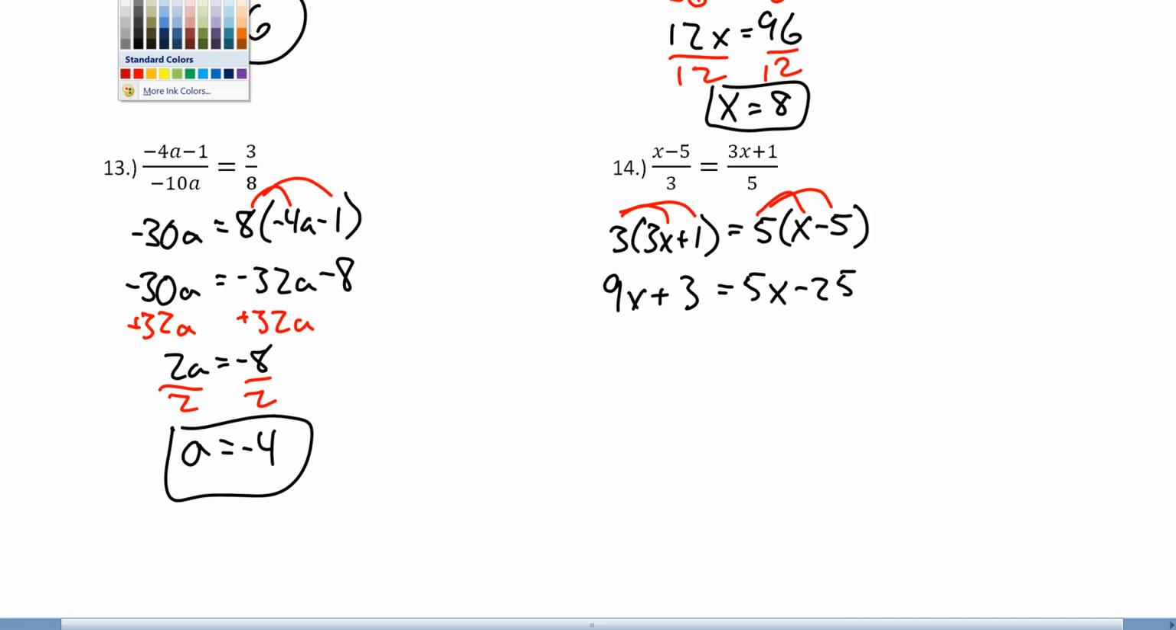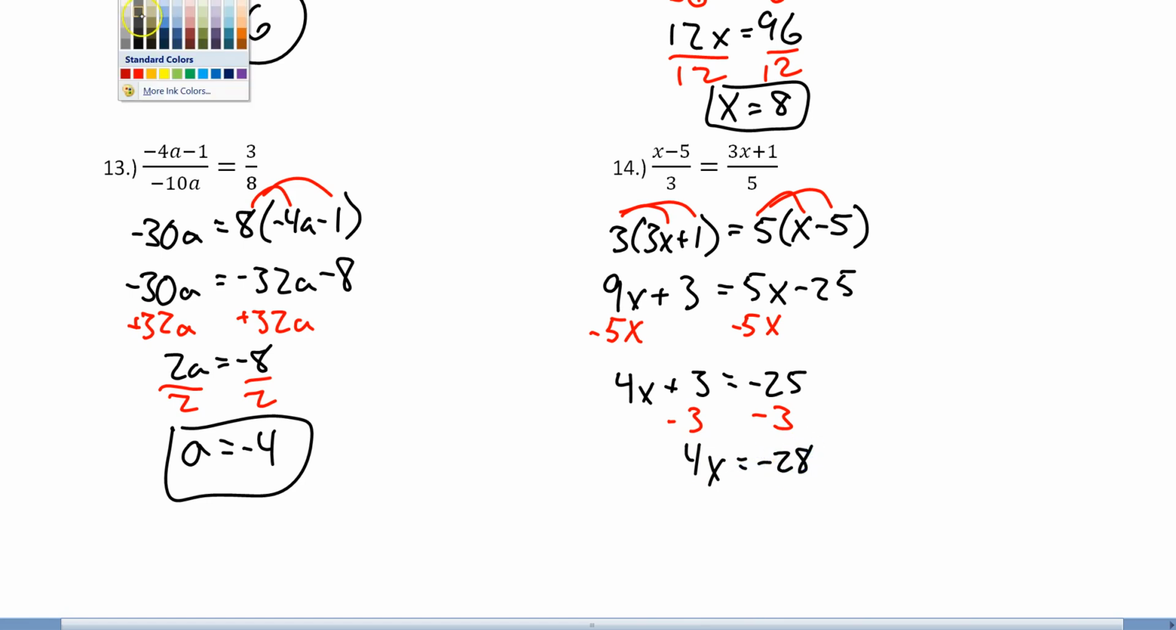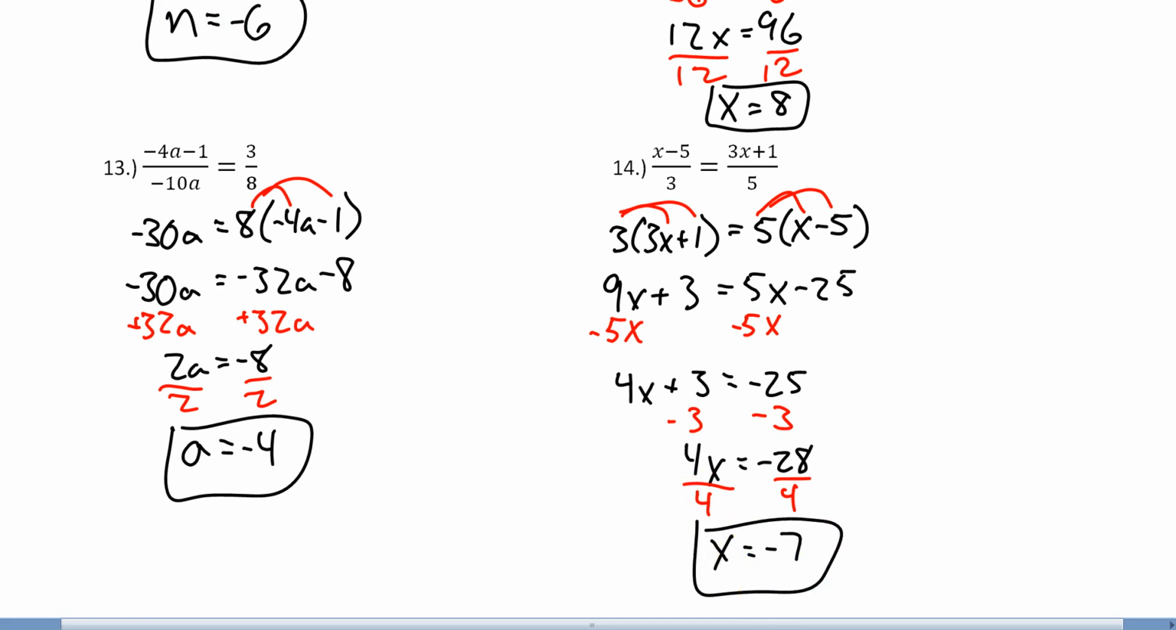And then I want to get my x's on the same side. I'm going to go ahead and subtract the 5x from each side. Always try to deal with the variables first. It just makes things work out a little bit nicer. Now I can subtract that 3. And now I'm going to divide by that 4. Almost said negative 4. By the positive 4. Which ends up giving me x equals negative 7. Okay?